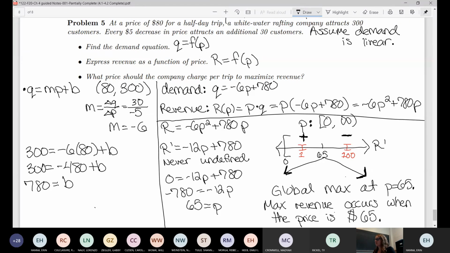We didn't really need to know the max revenue. They didn't ask for that. We could find it if we wanted to. We would take that 65 and plug it back into the original revenue function. I'm out of space, so I'm not going to do that. But also, this is where we would want to be careful. If they did ask for the maximum revenue, we would have to do that. But they just asked for what price should they charge to maximize revenue, so we're fine. Questions, concerns on that?